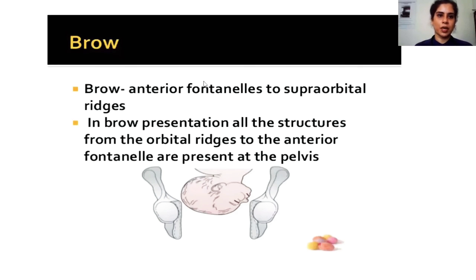So talking about brow presentation now. Brow is an area between the anterior fontanelle and the supraorbital ridges. As we can see in this diagram, these are the supraorbital ridges, and this is the anterior fontanelle, which is known as bregma. So this area is the brow, and if the baby lies in this position, the presentation is brow.